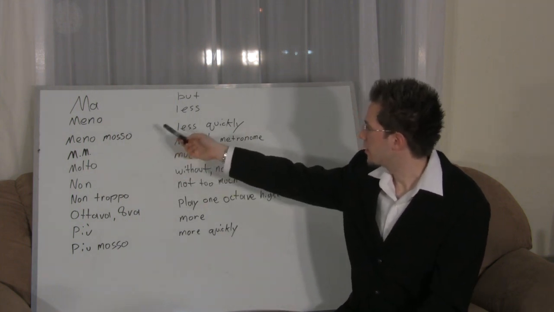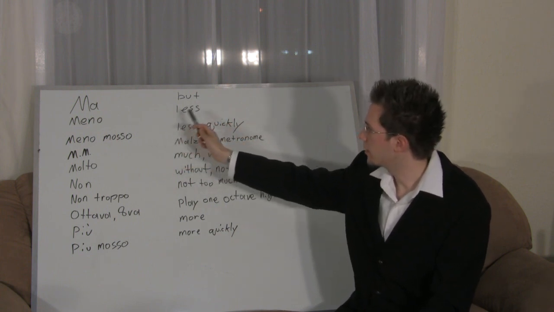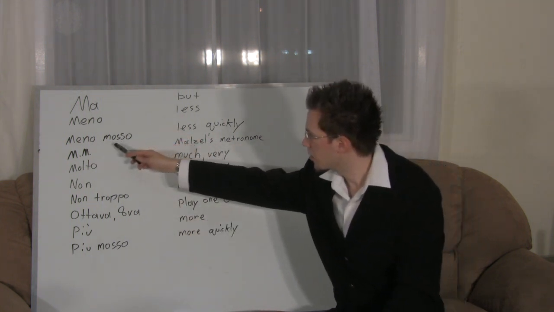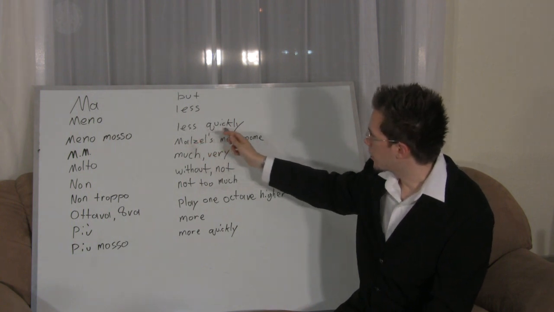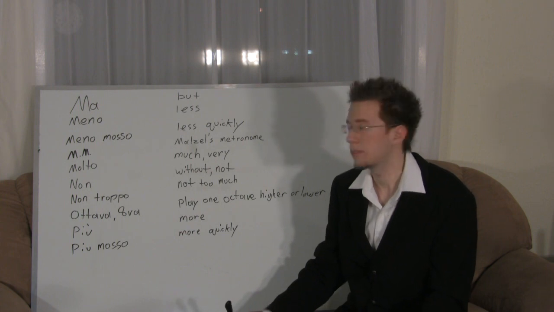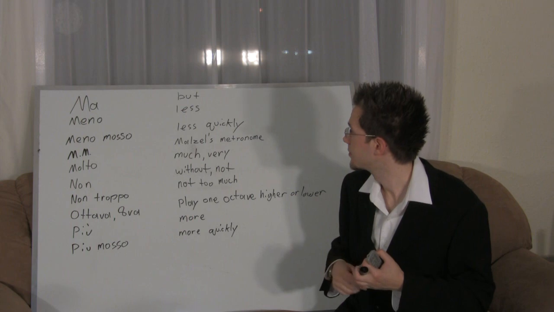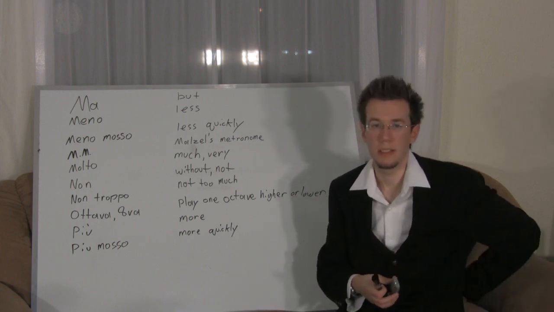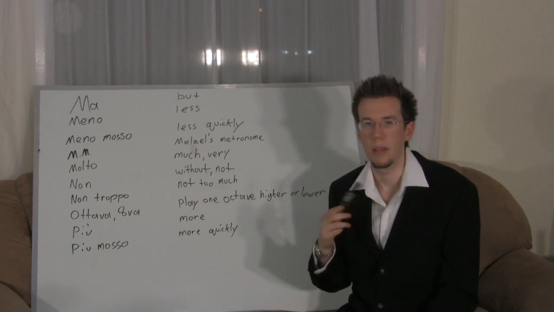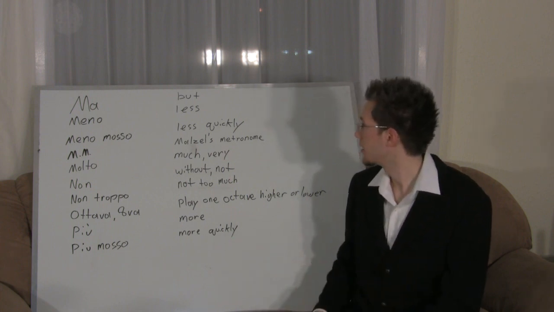Now, next one, meno, is less, okay? So meno, M-E-N-O, less. Now with mosso, it's less quickly. So mosso is quickly, and meno is less, okay? So again, you'd see this in a sentence. You could be playing along, and then it could say meno mosso, so they want you to play maybe the second time less quickly, okay?